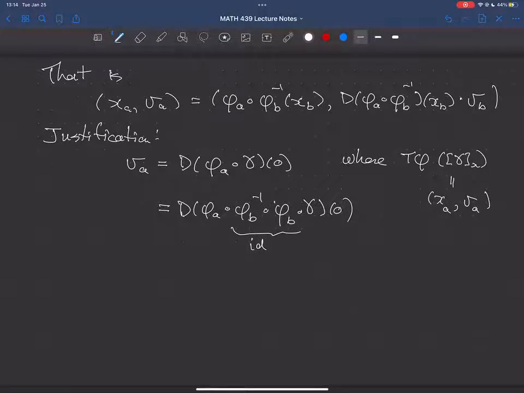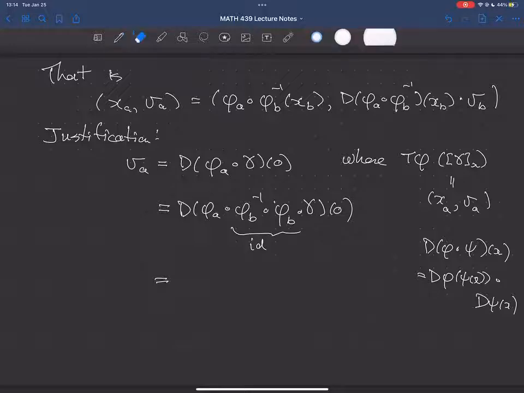Okay, now I use the chain rule. The chain rule, remember, just says the D of phi composed with psi, at x, is D phi at psi of x composed with D psi at x. So that's the chain rule. So I'm going to use the chain rule, and what I'm going to do is break this composition of 4 things down into 2 compositions, that one and that one.